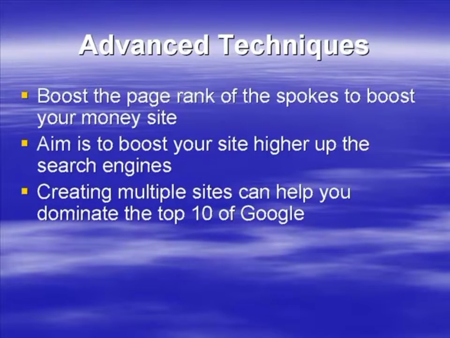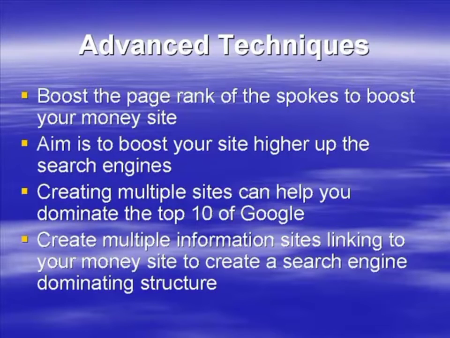Creating multiple sites, like we've talked about here, is going to help you to dominate the top 10 of Google, and that's going to give you massive results. As I said, if you got 8 out of 10 results, that's 80% chance of getting somebody through to your site. You have 8 times more chance of getting someone to click through to your website. So it's very, very powerful. So if you apply all this, these are the sorts of results you're going to get.